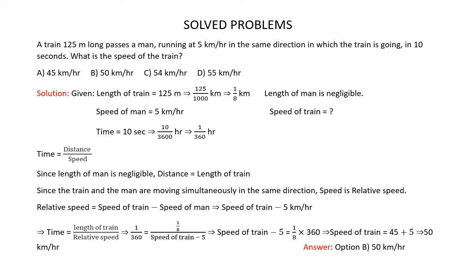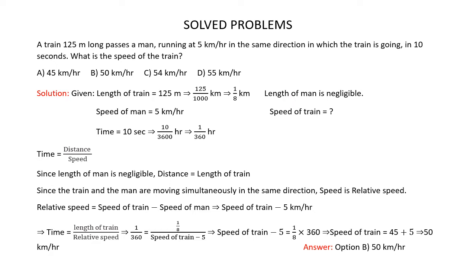So here it's given that the length of the train is 125 meters. Since all the options are given in kilometers per hour, let's convert this meters to kilometers. We know that 1000 meters is 1 kilometer. So 125 meters is 125 divided by 1000 kilometer, which is nothing but 1 by 8 kilometers. Length of the man is negligible as compared to the length of the train.